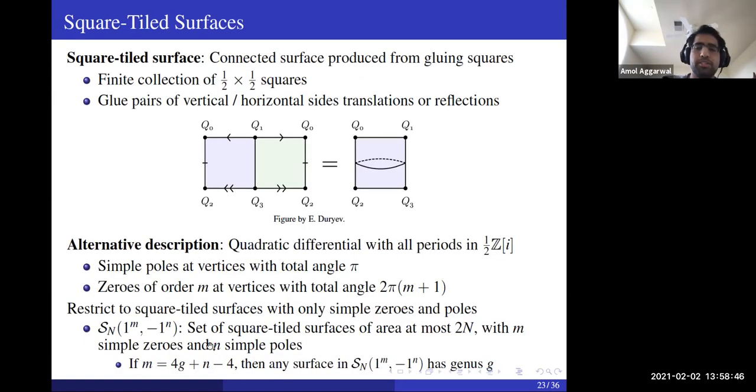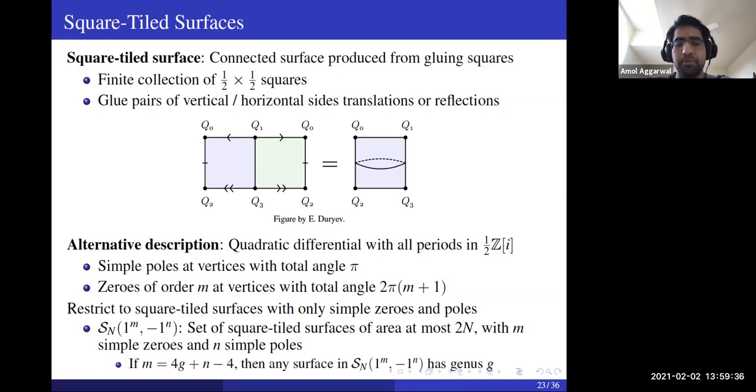Okay, this is going to be a little bit easier to describe if I go to this notion of square tiled surfaces. These are discretizations of these flat surfaces. A square tiled surface is defined to be a connected surface that's produced from gluing squares in a certain way. I take a finite collection of squares that each have side length a half, and I glue pairs of vertical to vertical or horizontal to horizontal sides using either translations or reflections. Here's an example. I've taken two squares here. I glued the vertical sides by translations, and then pairs of horizontal sides by reflections. What I get at the end looks kind of like a pillowcase. It's two squares stacked on top of each other with seams like the seams of a pillowcase.